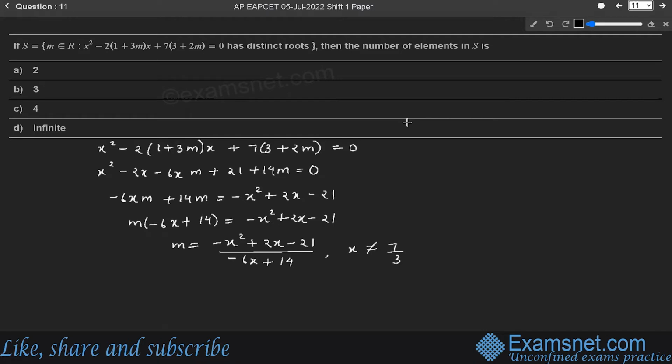Therefore, we can say that there can be so many elements in S. So we can say that option D is the correct answer for this question, which is infinite. The number of elements in set S is infinite.